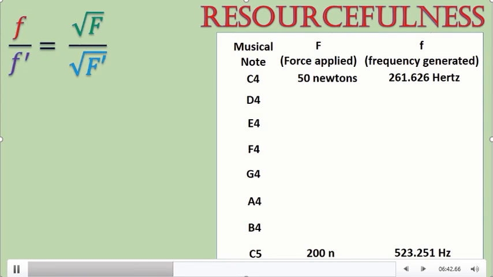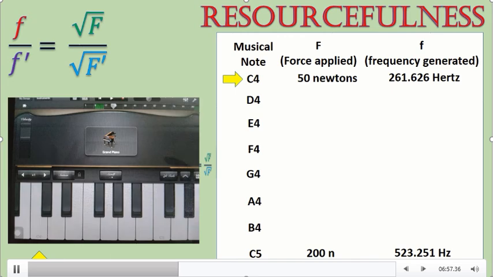I want to direct your attention to this table. Notice that the notes C4 and C5 are the only two entries with data in their columns. Also, take note that C4 to C5 makes up one octave, which is actually Do, Re, Mi, Fa, Sol, La, Ti, Do.